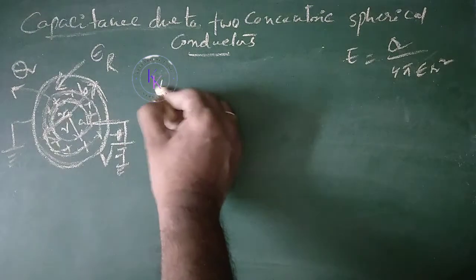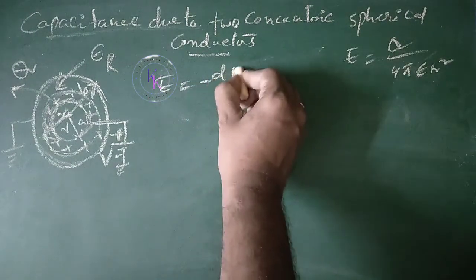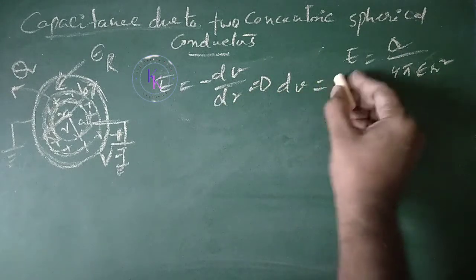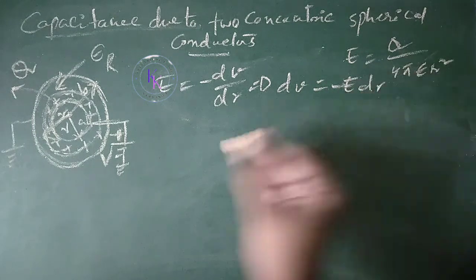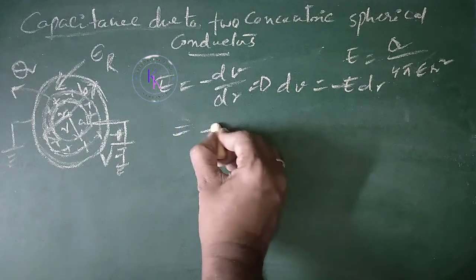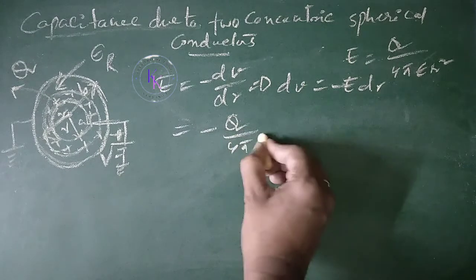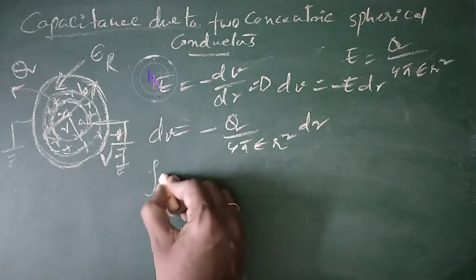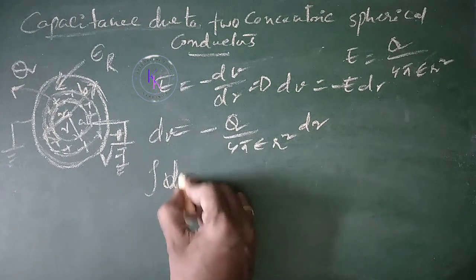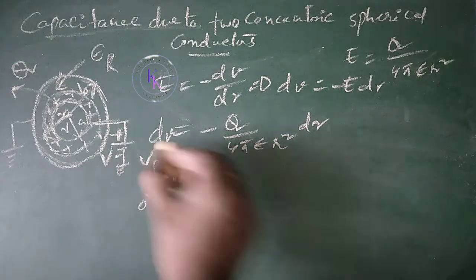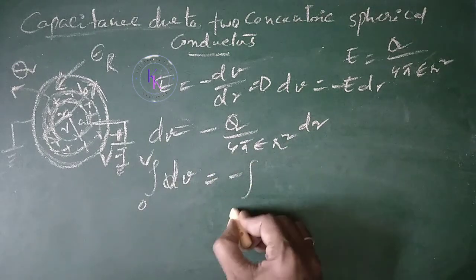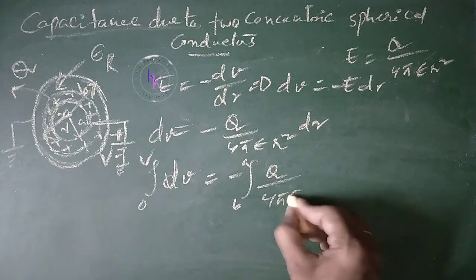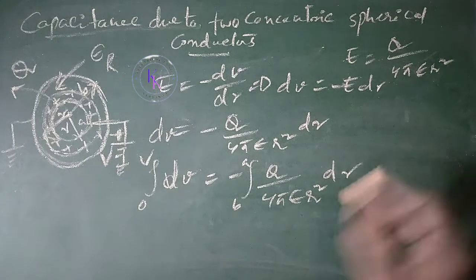Now we know E equals minus dV by dr, from which dV equals minus E dr. Now substitute the value of E, that is minus Q by 4 pi epsilon r square dr. This is dV. To find out V0 to V, which equals the integral from b to a of the same expression.